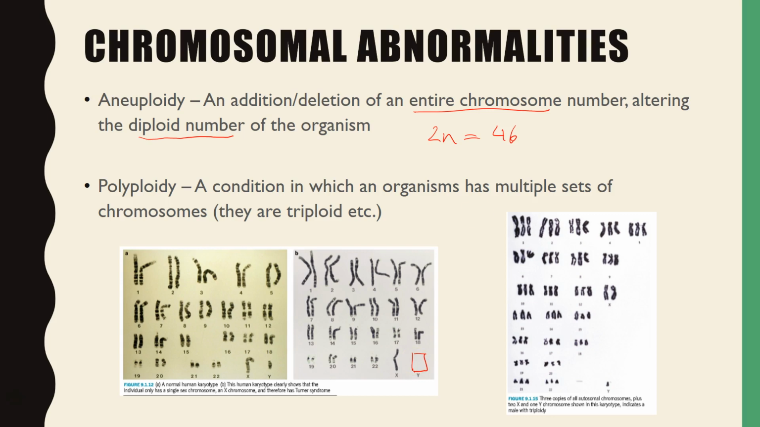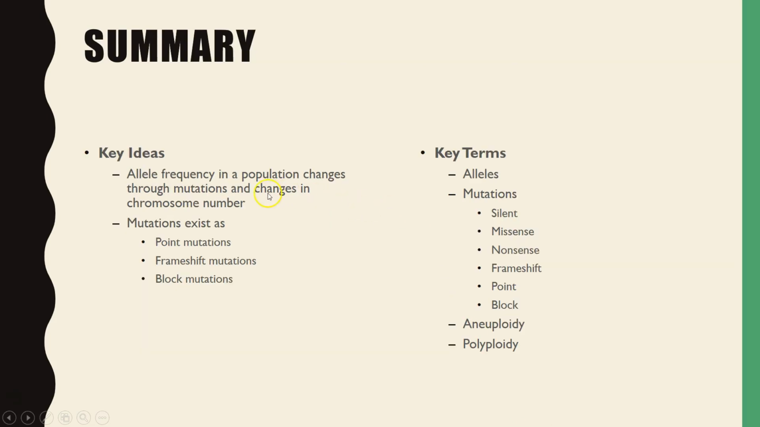Polyploidy, that's when an organism has multiple sets of chromosomes. So they could be triploid, or they could have 4 times the amount of chromosomes. So you can see every chromosome here, there's 3 sets of each of those chromosomes. That's known as polyploidy. So this one is triploidy, is a specific example.